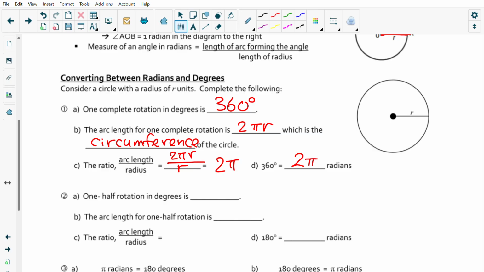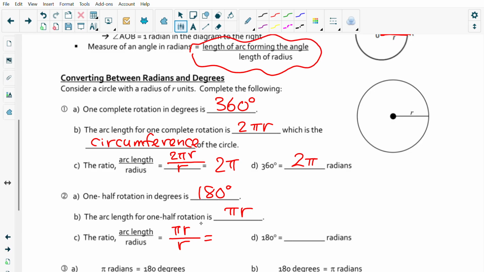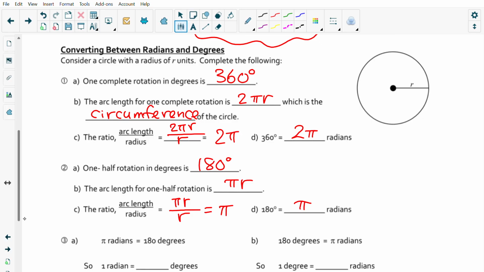1/2 rotation in degrees is 180 degrees. The arc length for 1/2 rotation, if a full rotation is 2 pi r, then a half circle is pi r. The ratio arc length divided by radius equals pi r over r. What's the angle measure in radians? Well, we're using this formula. Pi r divided by r is pi. So 180 degrees is an angle measure of pi radians.